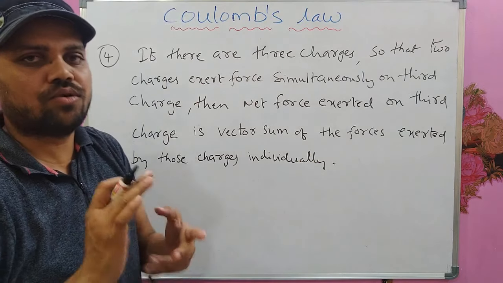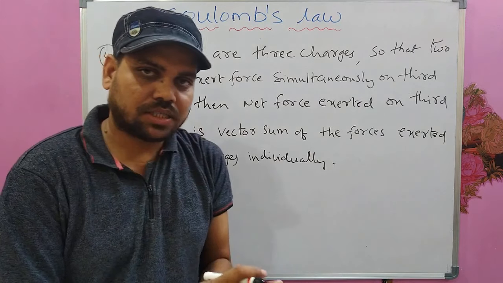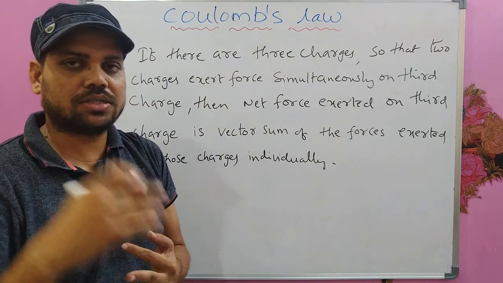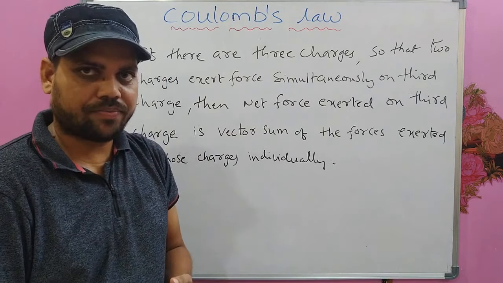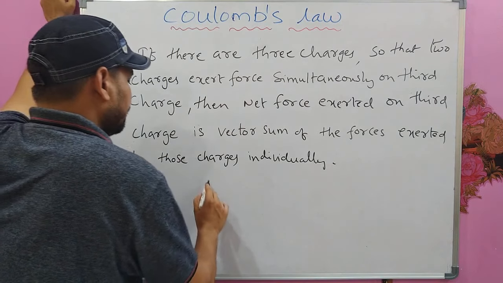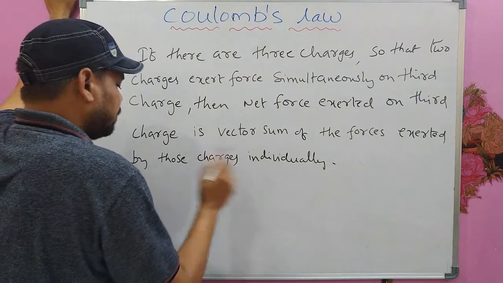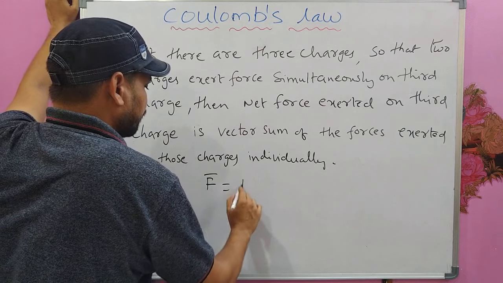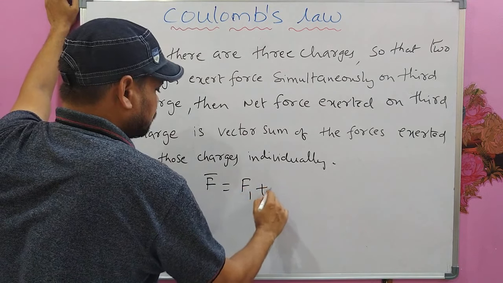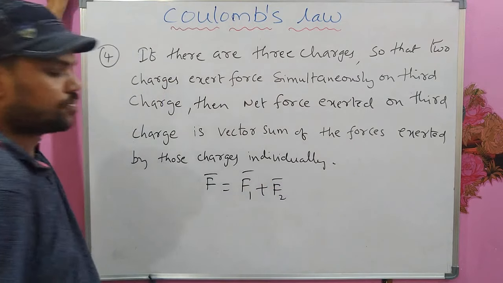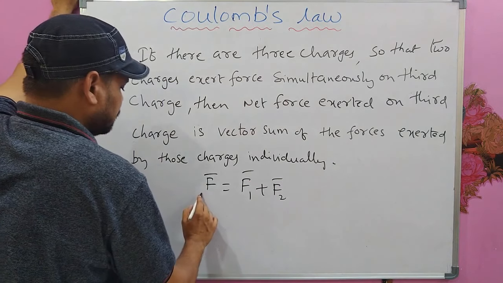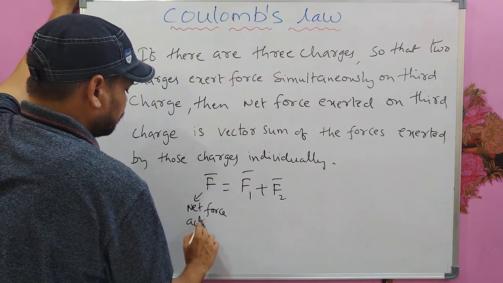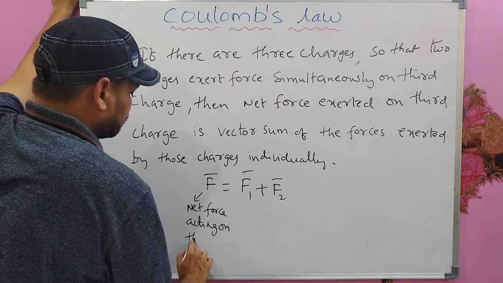If F1 is the force exerted by the first charge on the third and F2 is the force exerted by the second charge on the third, then the net force would be F equal to F1 plus F2. What is this? This is the net force acting on the third charge.